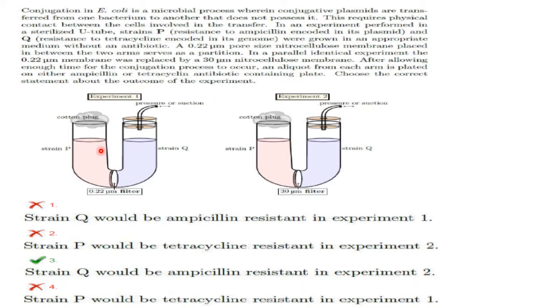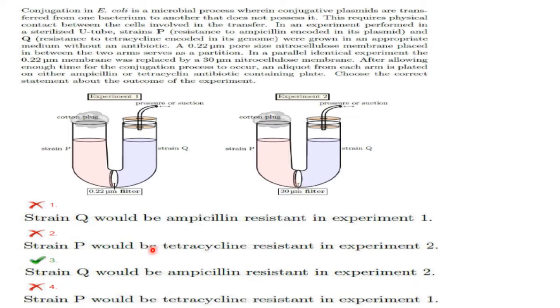So they have taken a U-tube. On one leg it is strain P and on the other it is strain Q. Similarly, for experiment 2, they have taken strain P and strain Q. The difference is that in experiment 1, a 0.22 micron filter is used, whereas in experiment 2, a 30 micron filter is used. So 30 micron is having more pore size than the 0.22 micron filter. So in case of experiment 1, there will not be any physical contact for the transfer of plasmid between strain P and strain Q, whereas here in experiment 2, there will be a physical contact between the strain P and Q and conjugation will take place.